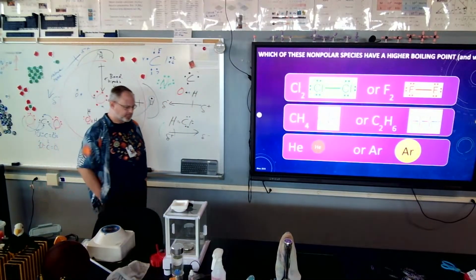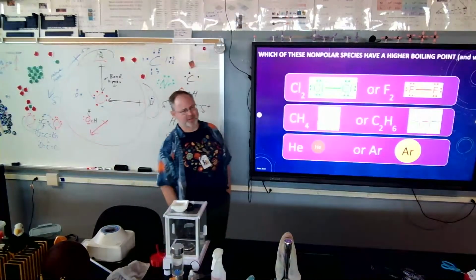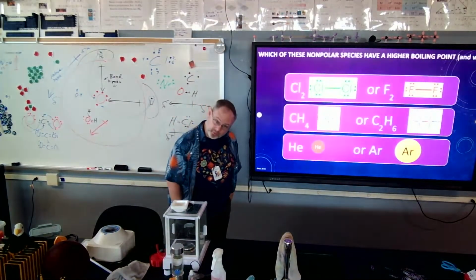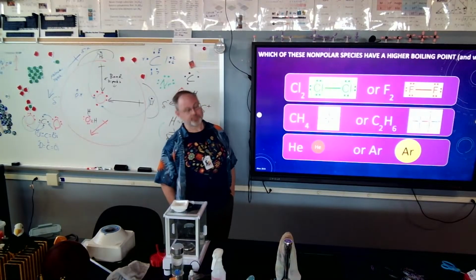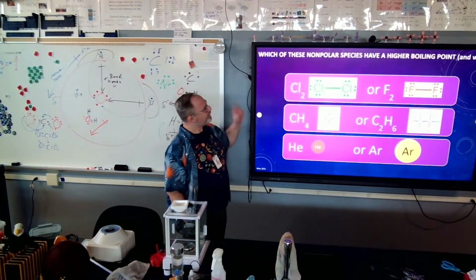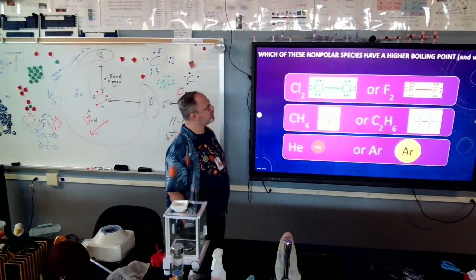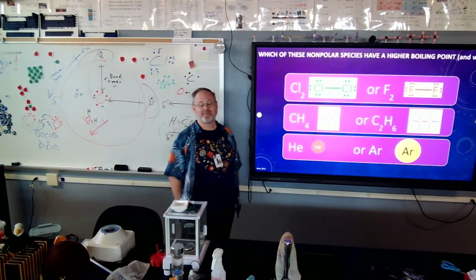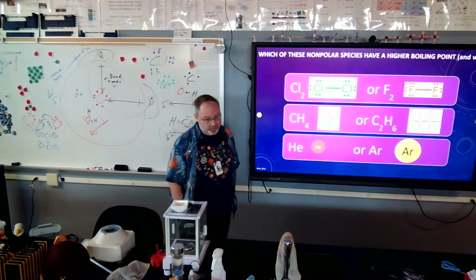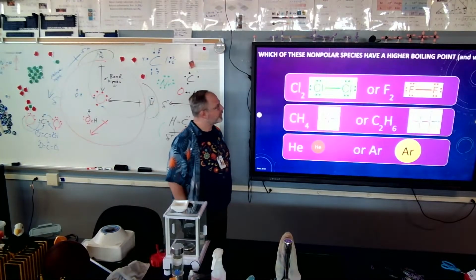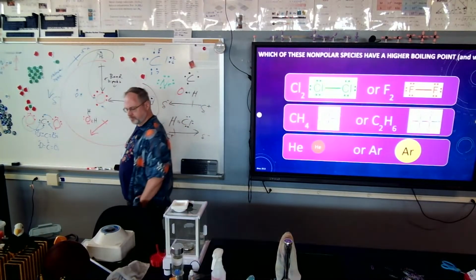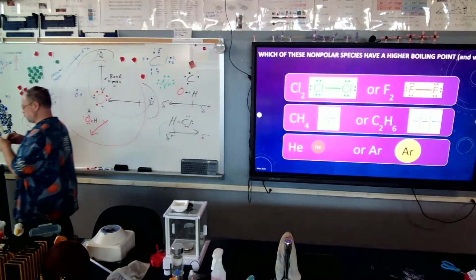So you have a couple of these multiple choice questions on your test, and it's just, of the four molecules, which one has the strongest or weakest intermolecular forces? In this case, it's saying which one's going to have a higher boiling point. That means which one has a higher or stronger intermolecular force. Chat with your neighbor, take a minute between chlorine and fluorine. Which one's going to be stronger?